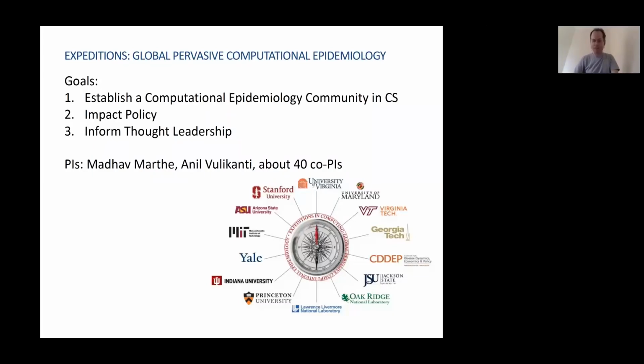And so this is a very big grant, with many people from many institutions, many of them working in biology and public health. The two PIs are Madhav Marathe and Anil Vullikanti.